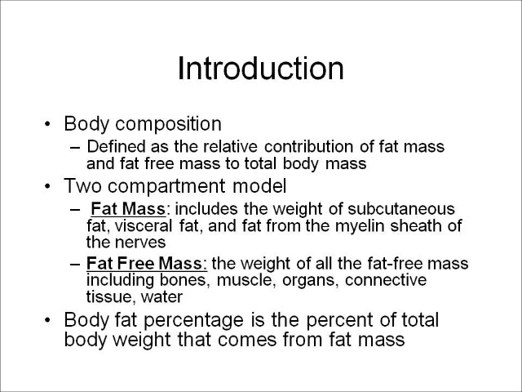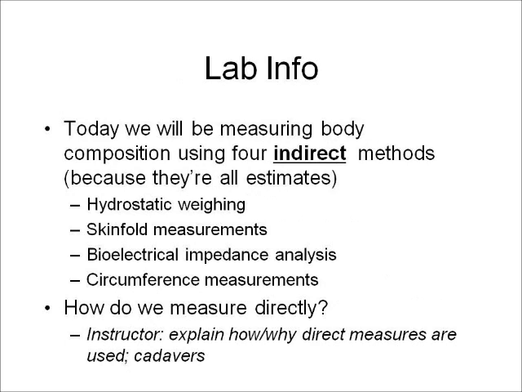The first blank there is fat mass. Fat mass includes the weight of the subcutaneous fat, visceral fat, and fat from the myelin sheath of the nerves. Fat-free mass is the second blank, and that is the weight of all the fat-free mass, including bones, muscle, organs, connective tissue, and water. Body fat percentage is the percent of total body weight that comes from fat mass. Next slide is lab info.